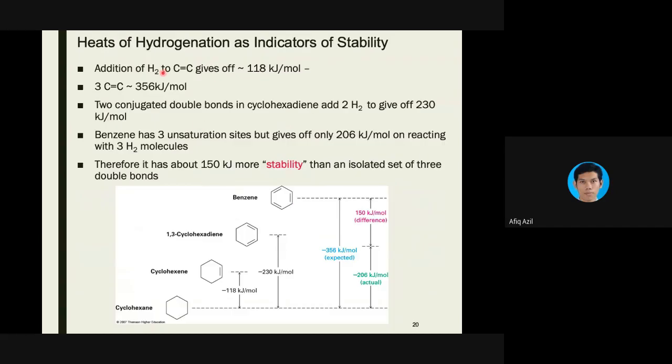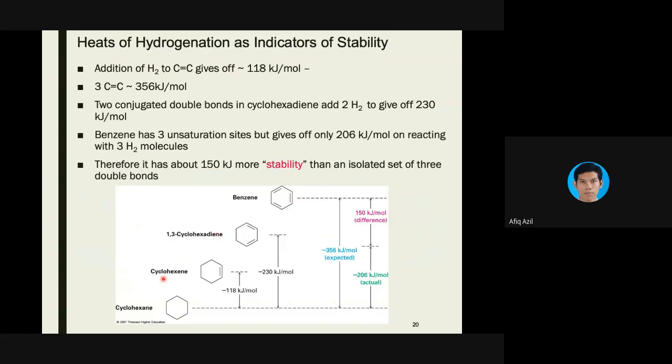So how do we prove that benzene contains this extra stability? This is based on experimentation, through heats of hydrogenation. This is used as an indicator of stability. If you look at the energy level graph over here, you have cyclohexane, cyclohexene, and then 1,3-cyclohexadiene, and you have benzene.